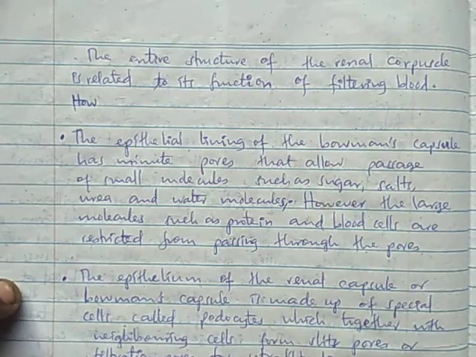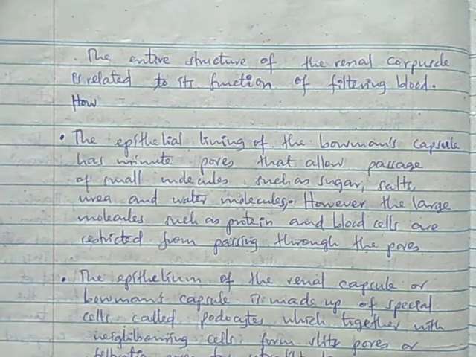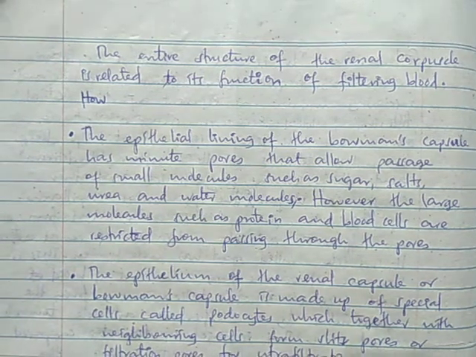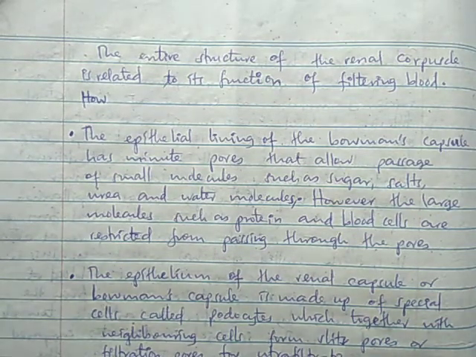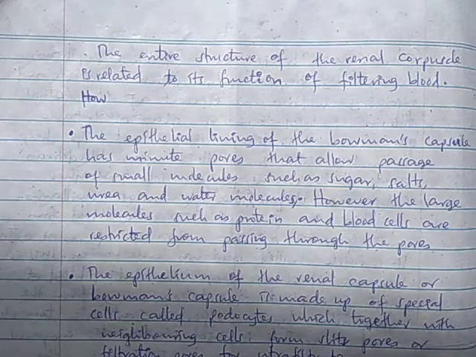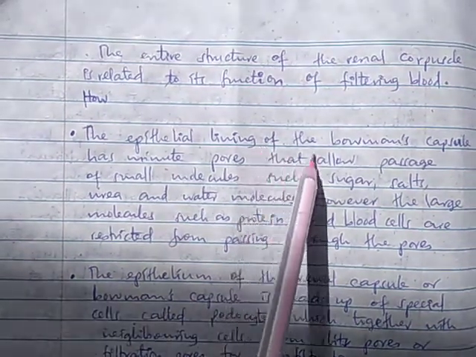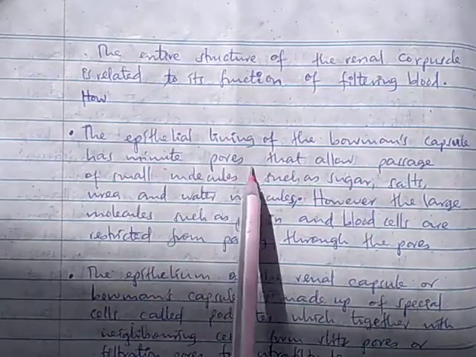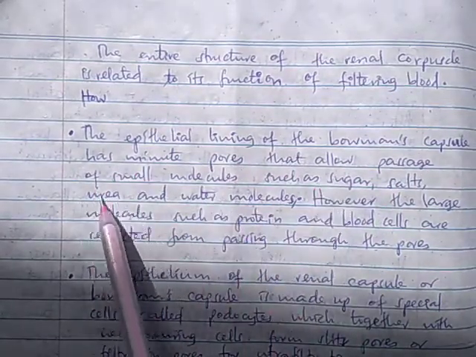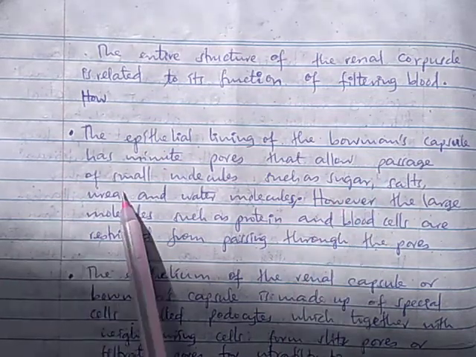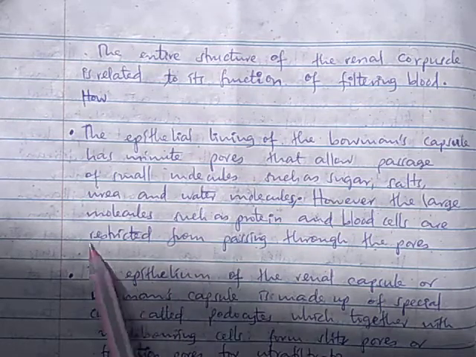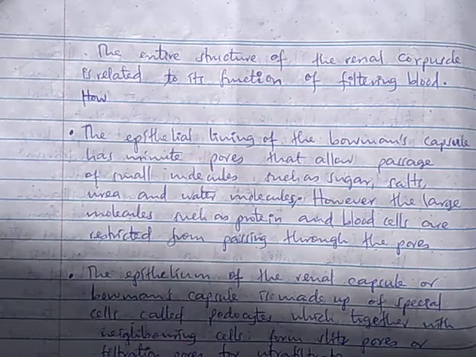How? Unaweza kuulizwa kuhusu adaptation kwamba kivipi, how the renal corpuscle is adapted to this function of filtering blood. Renal corpuscle only, sio nephron yote, renal corpuscle. How it is adapted to this function of filtering blood. So firstly, the epithelial lining of the Bowman's corpuscle has minute pores that allow passage of small molecules such as sugar, salt, urea, and water molecule. However, the large molecules such as proteins and blood cell are restricted from passing through the pores.